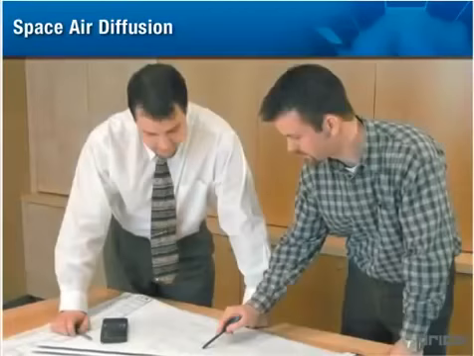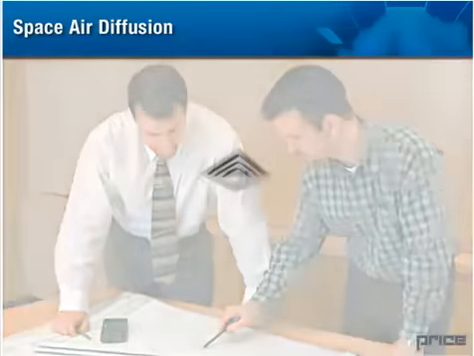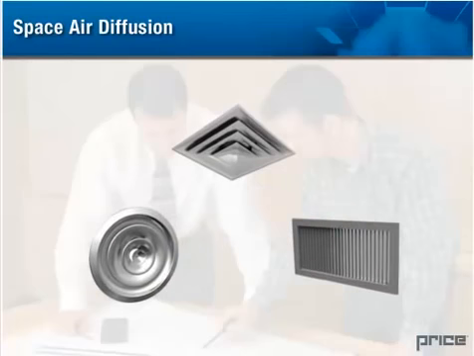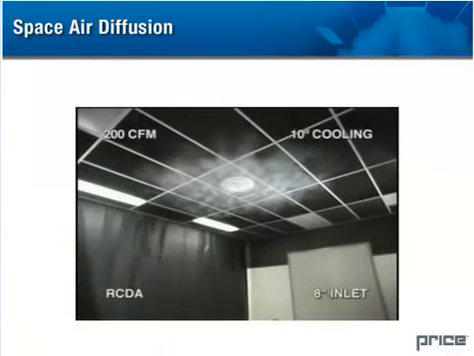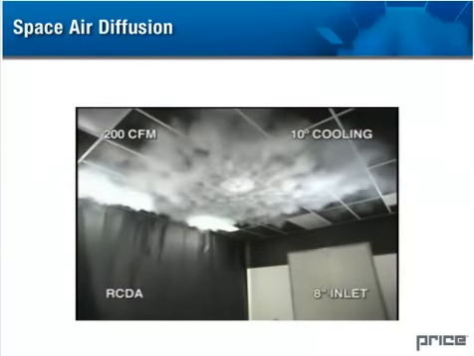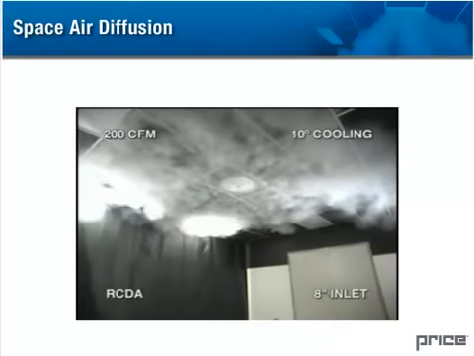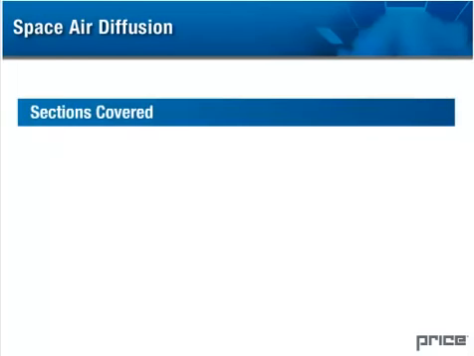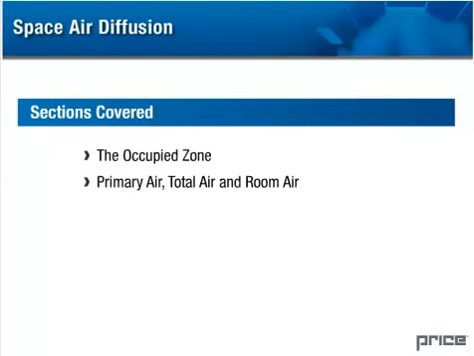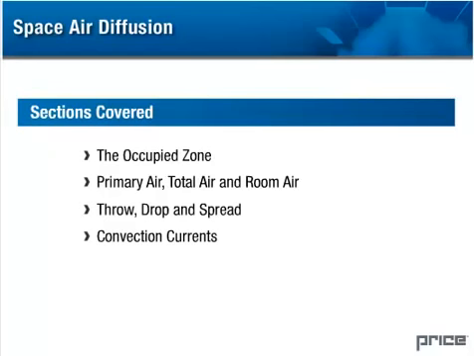Welcome to the Space Air Diffusion section of Price's training module. In order to be an effective HVAC designer, you must be able to choose the proper air diffusion devices for your application. And you can't do that without first having a basic knowledge of how air is distributed and moves around in a room. In the upcoming training module, we'll cover the fundamentals of space air diffusion, including such topics as: 1. The occupied zone. 2. Primary air, total air, room air. 3. Throw, drop, and spread. 4. Convection currents. And 5. Returns.